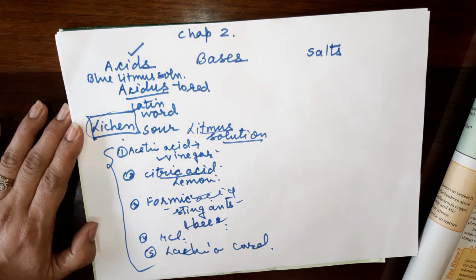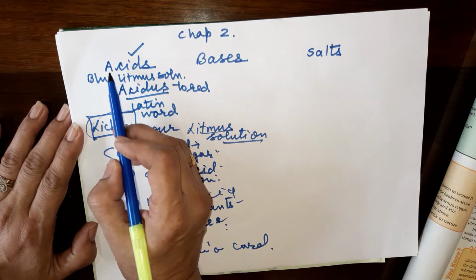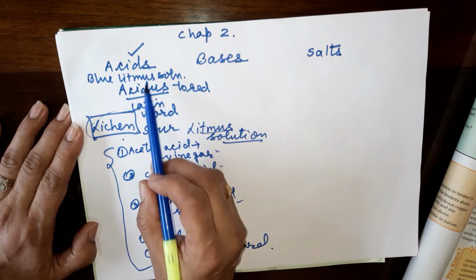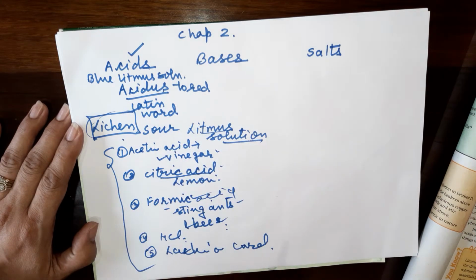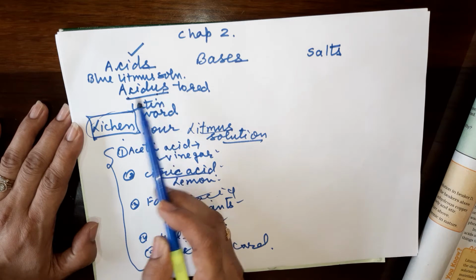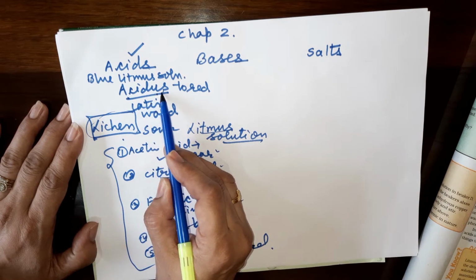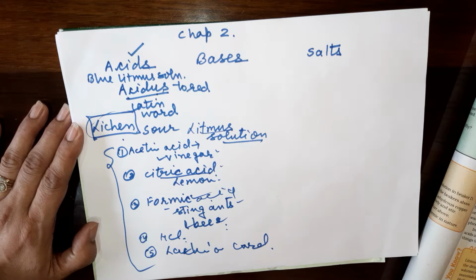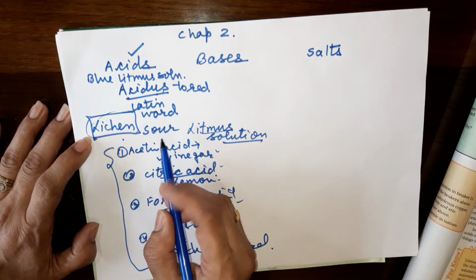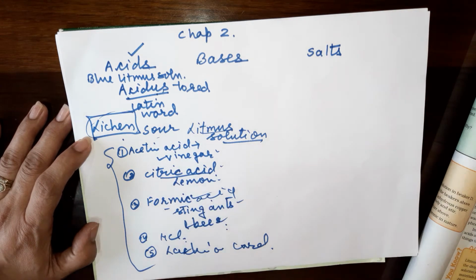We will do chapter 2, acids, bases and salts, and we will discuss the properties of acids and bases today. First of all, we take the introduction of acids. The term acid has been derived from the Latin word acidus. Acidus means sour in taste.